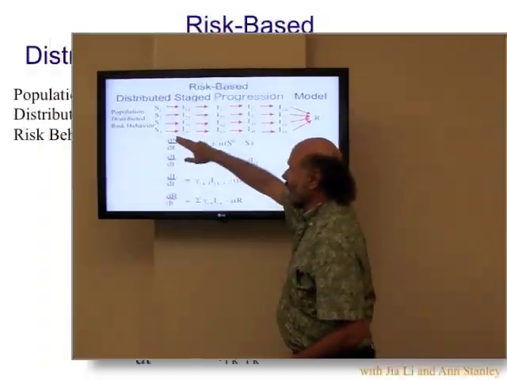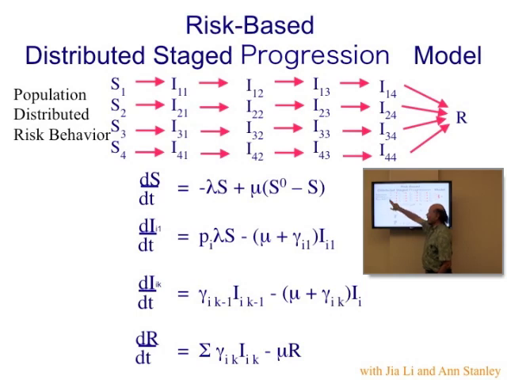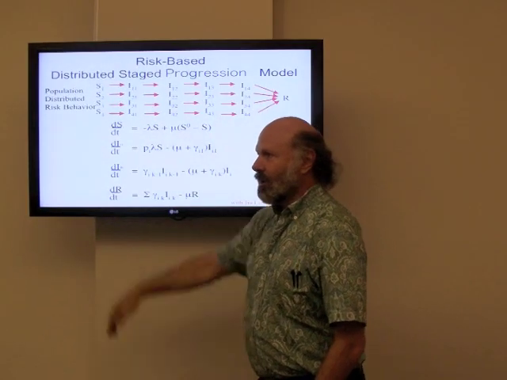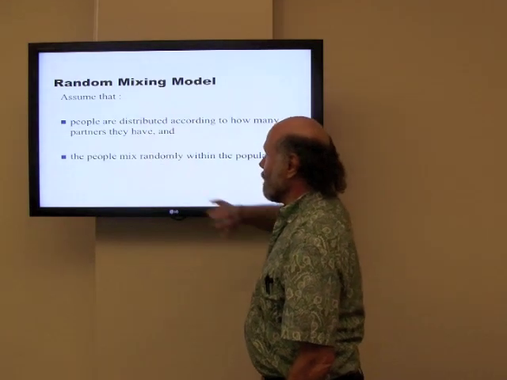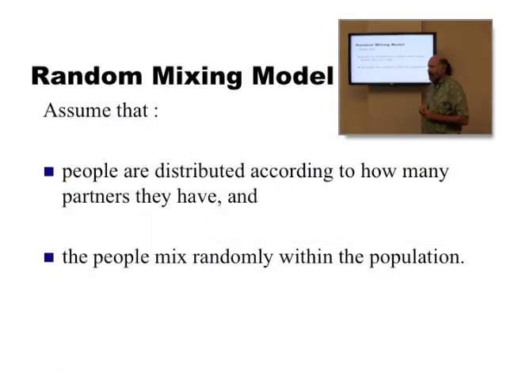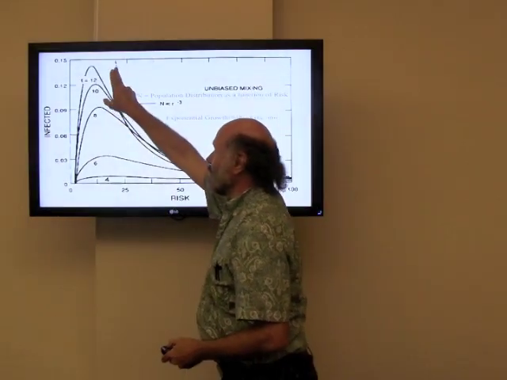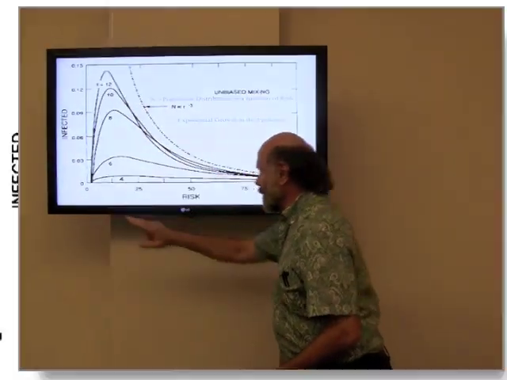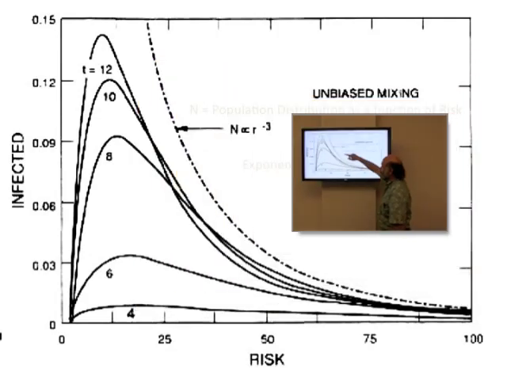So we said, okay, let's divide it up with the people having 1 partner per year, 2 partners, 3 partners, 4 partners. We took the whole population up to hundreds of partners per year, and we went ahead and kept in the multiple stages. And we solved it, and we assumed that people were distributed according to how many partners they had, which we call their risk, and that they mix randomly within the population. So here's the population. It's an inverse cubic. Here's 0 partners per year, 100 partners per year. This is the number of people.